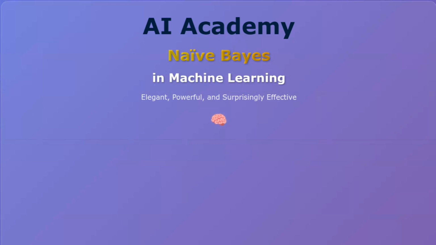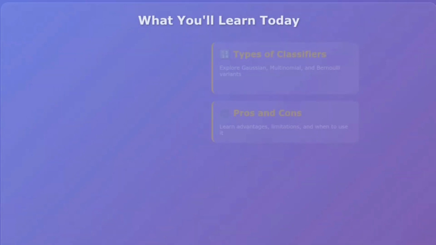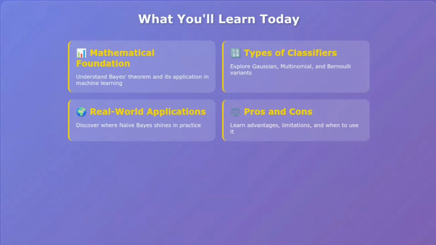Let's get started. In the next 15 minutes, we'll cover 5 key areas. First, we'll understand what naive Bayes actually is and the mathematical foundation behind it. Then, we'll explore the different types of naive Bayes classifiers. We'll look at real-world applications where this algorithm shines. I'll walk you through a practical example so you can see it in action. Finally, we'll discuss the advantages and limitations you need to know about.